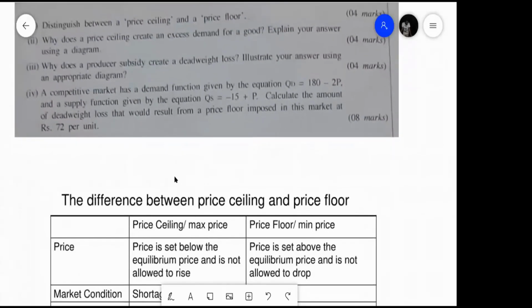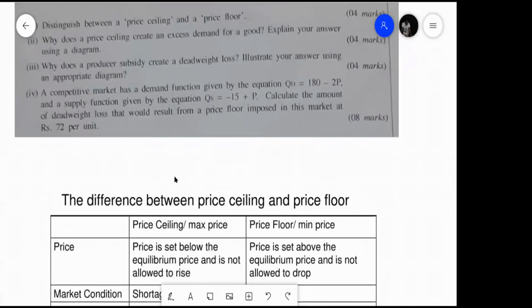Okay, final question for the day. A market has a demand function given by QD equals 180 minus 2P, and supply function QS equals minus 15 plus P. Calculate the amount of deadweight loss that would come from a price floor imposed in this market at 72 per unit.